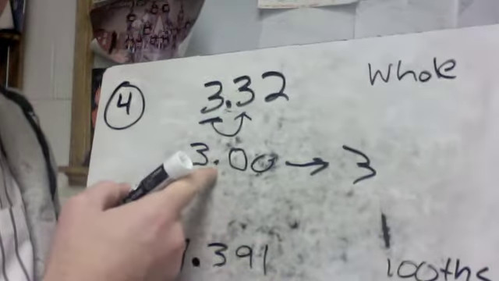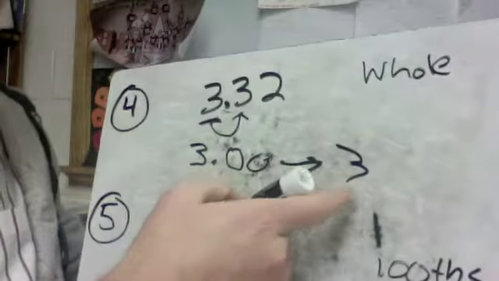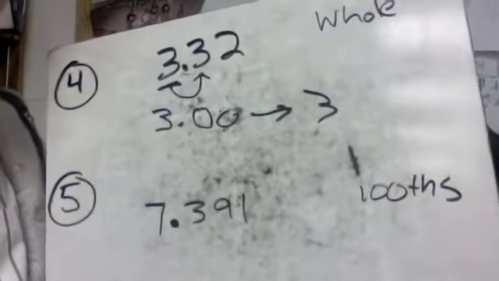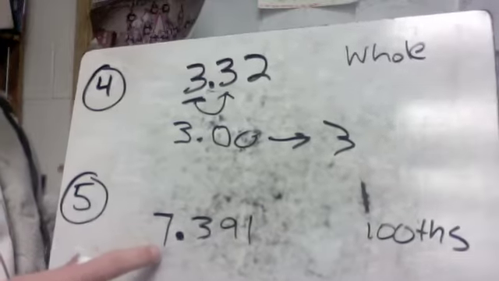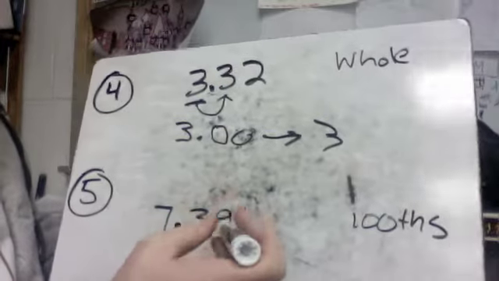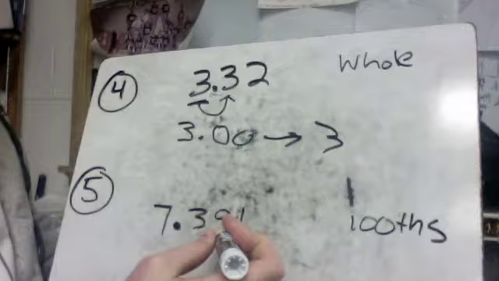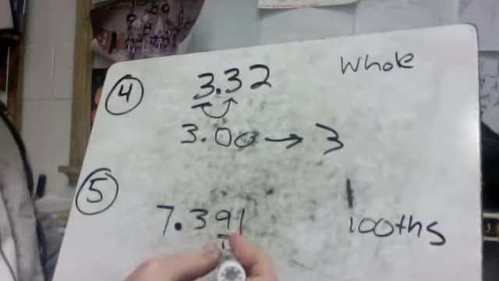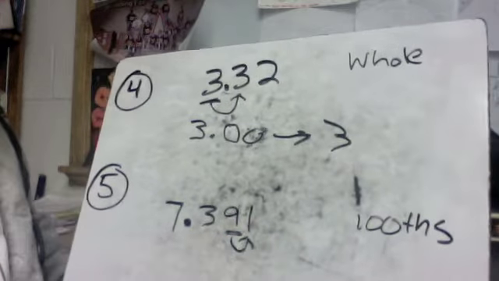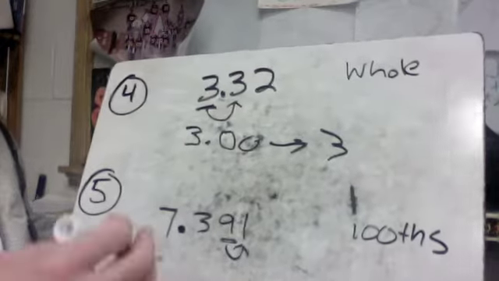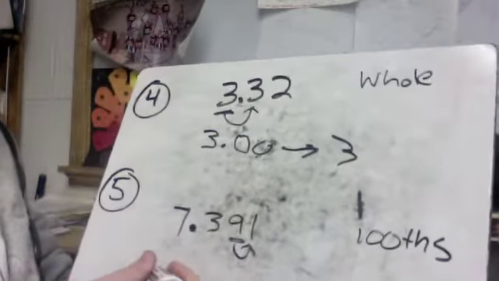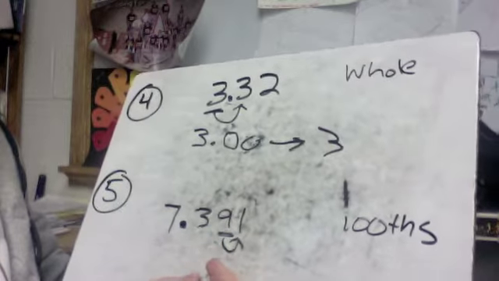I could also cut that down by just writing 3. It's the exact same thing. 3 and no decimals is the same thing as just straight up 3. Number 5, we want to round this to the hundredths place. So we have whole number here, tenths, hundredths. Okay, so again, I just need to look right here. The 1 tells me not to round up, but to keep it the same. So I'm going to keep that 9 the same.